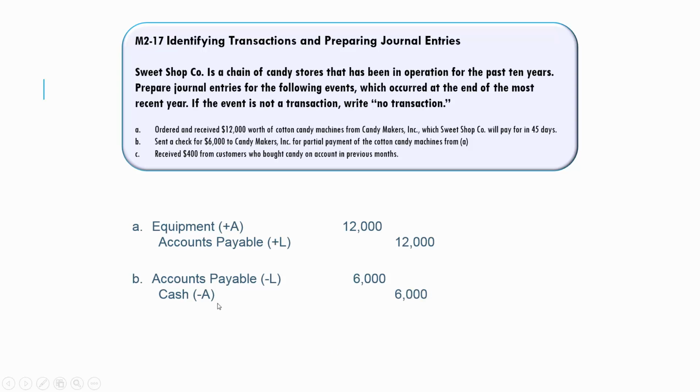Now as this one is right, we do have cash going down as a credit, and it's showing up in the right column here. This is a credit. We're reducing our cash. We are also reducing our accounts payable.